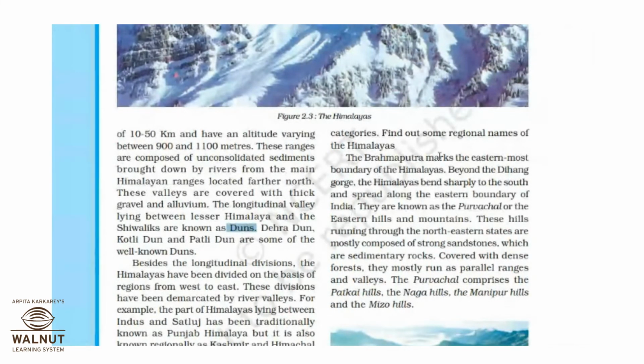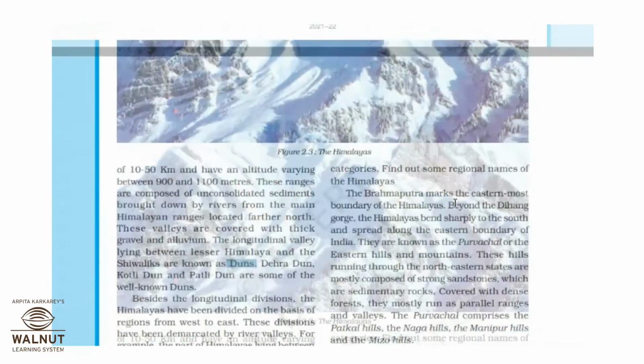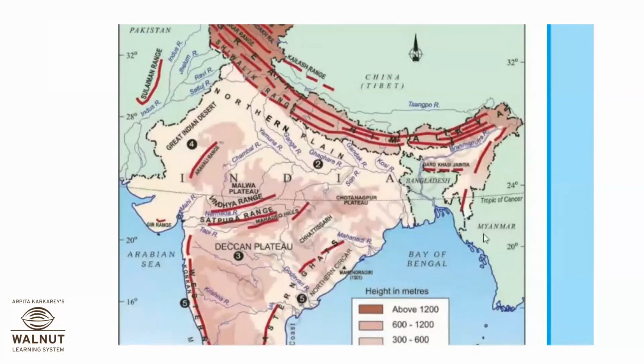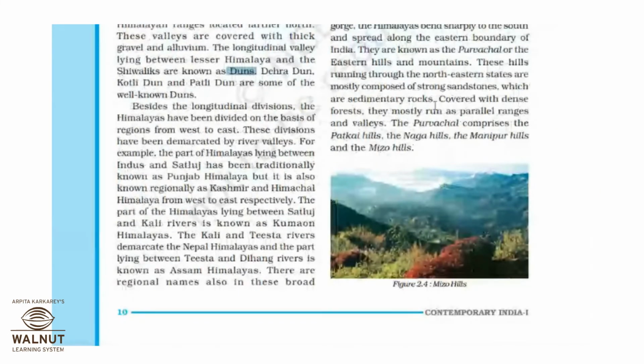The Brahmaputra marks the easternmost boundary of the Himalayas. Beyond the Dihang Gorge, the Himalayas bend sharply to the south and spread along the eastern boundary of India. They are called Purvachal. So this side, east, they are referred to as Purvachal. These hills running through the northeastern states are mostly composed of strong sandstones, which are sedimentary rocks. Covered with dense forests, they run as parallel ranges and valleys. The Purvachal comprises the Patkai Hills, the Naga Hills, the Manipur Hills, and the Mizo Hills.